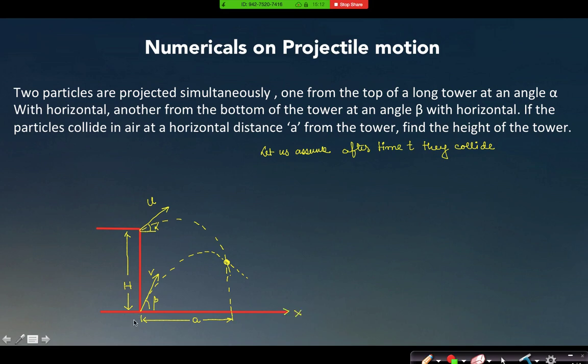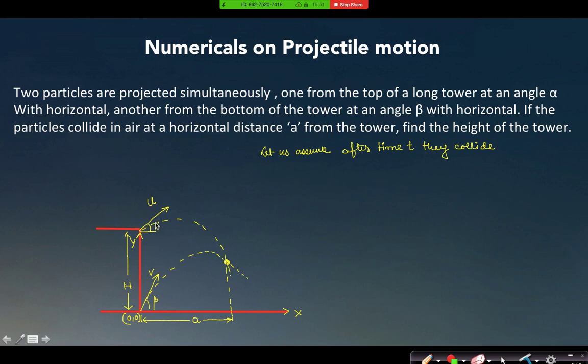Suppose this is my x-axis, this is my y-axis. Can you please repeat once again, why the horizontal components will be equal? If two particles collide, what does that mean? That their positions must coincide, then only they will collide. If their positions do not coincide, how can they collide? That means their y position as well as x position has to be the same. X and y, both the coordinates have to be the same.